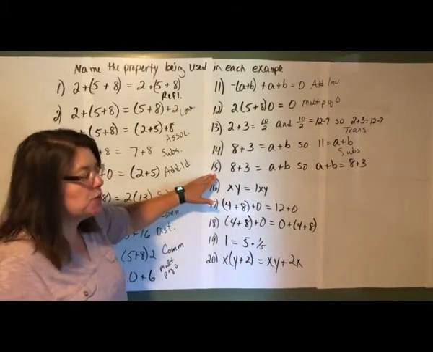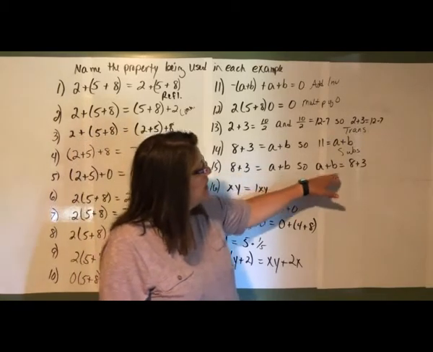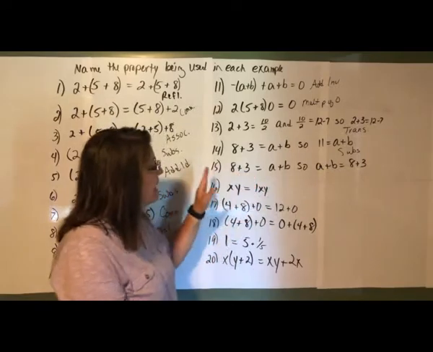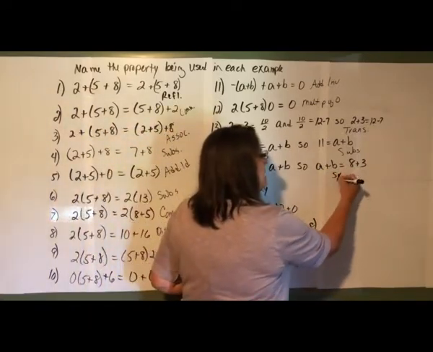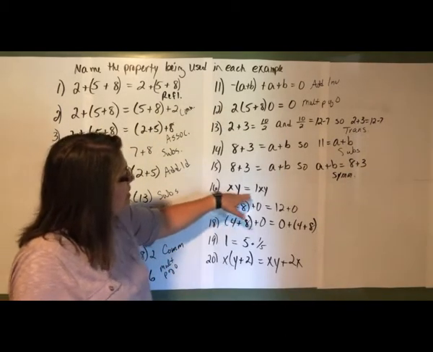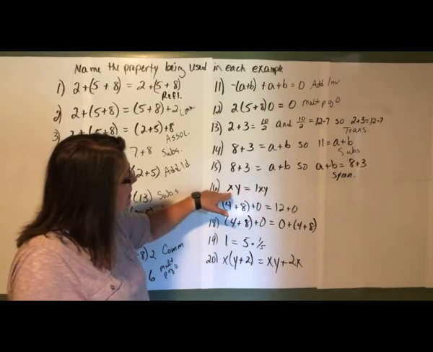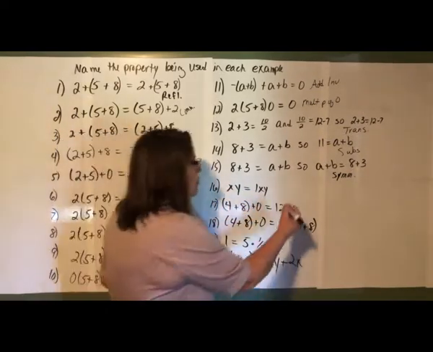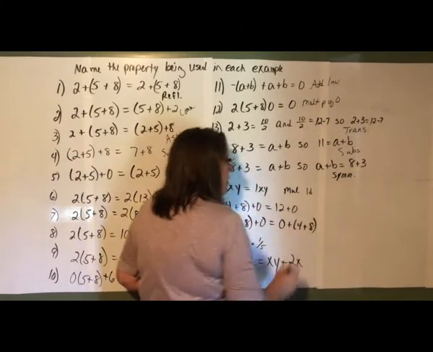This one also has 2 equal marks. 8 plus 3 equals a plus b. So a plus b equals 8 plus 3. It does look like that has switched across that equal mark. So that is symmetric. Number 16, xy equals 1 times xy. Anything times 1 is itself. That one's backwards from what we're used to, but that is the multiplicative identity property.